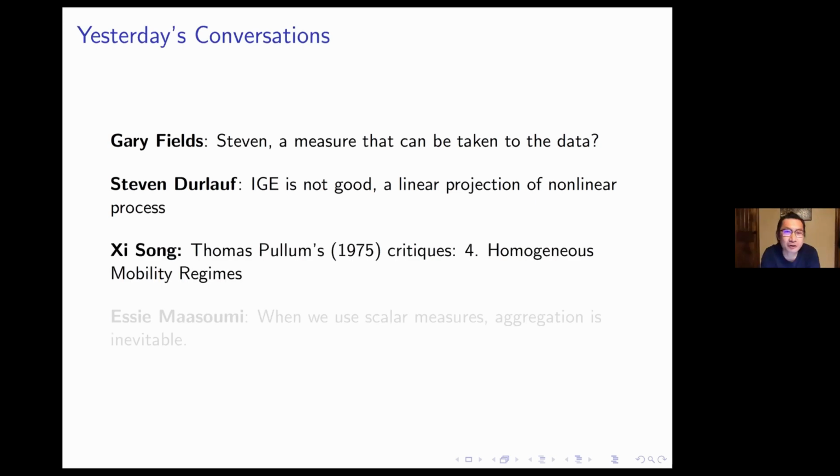And Sung Si also presented her paper and mentioned something about Thomas Pullman's critique about mobility tables, thinking about homogeneous mobility regimes. And her comment was, thinking about many different subgroups, you should have different mobility regimes as well. And related to that, when we use scalar measures, aggregation is inevitable. So what we're going to do in this paper is link all four of these comments together and see if we can have a deeper understanding of the mobility measure that we are using or estimating.